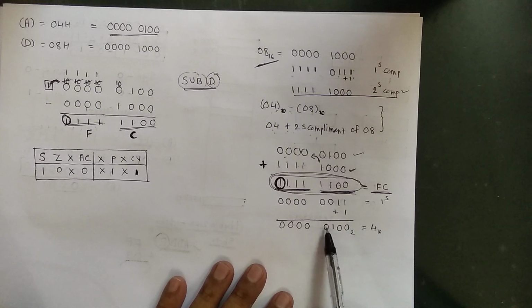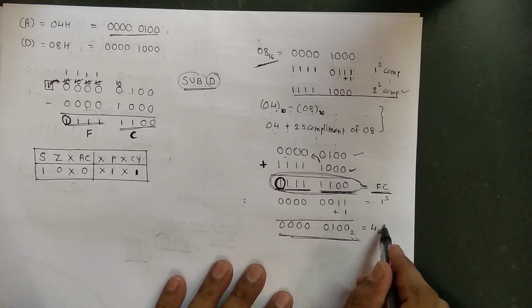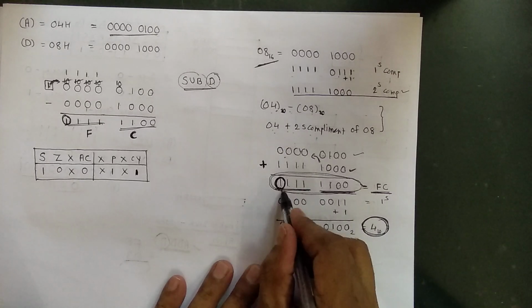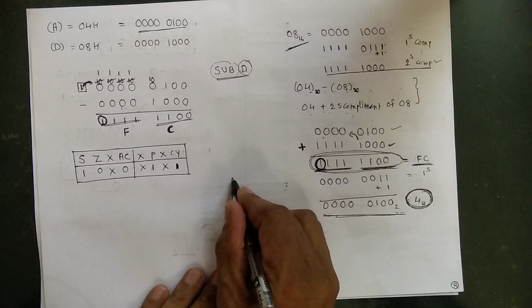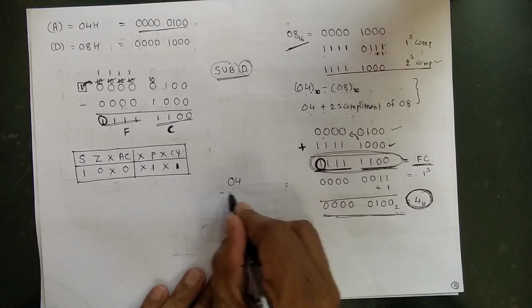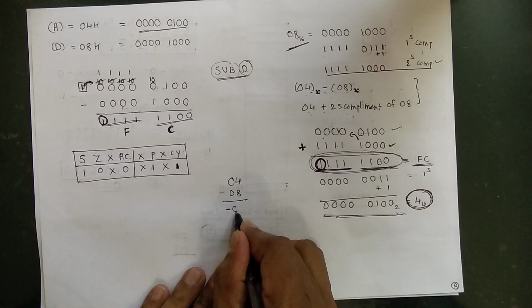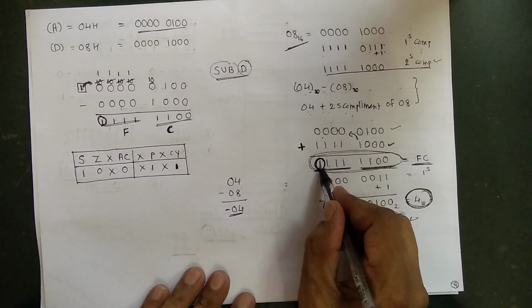Here the number is equal to 4. The magnitude is 4, but negative. That means 04 minus 08 equals minus 4. Here you are getting 4, and here 1 is there, which means the answer is negative.